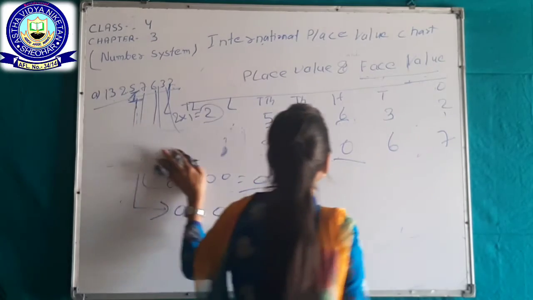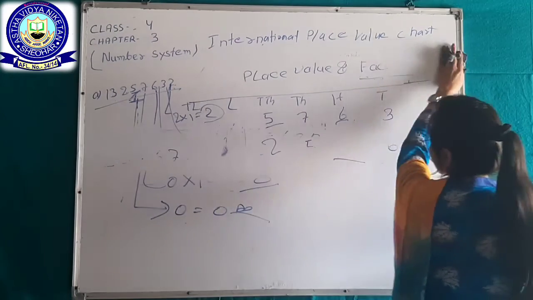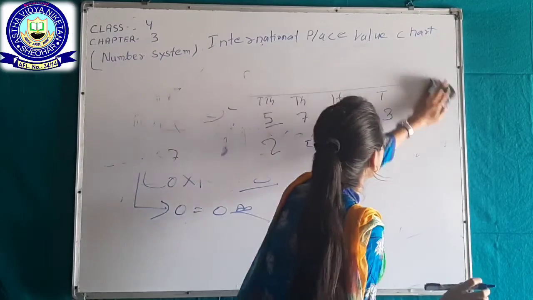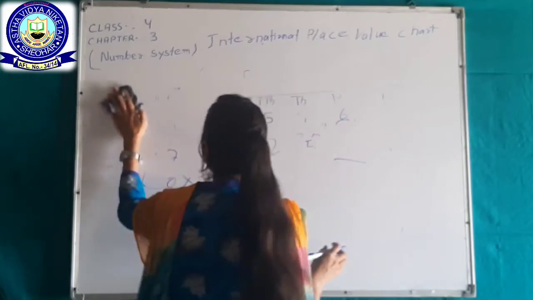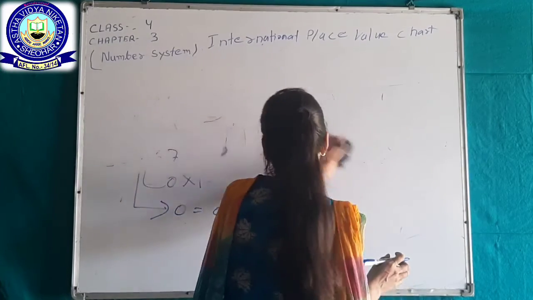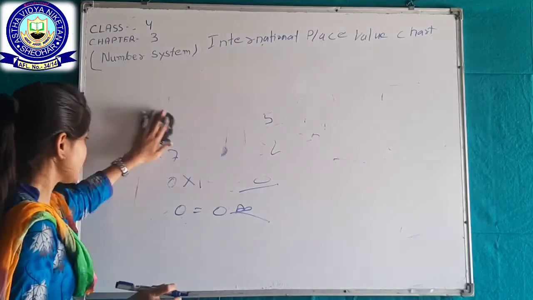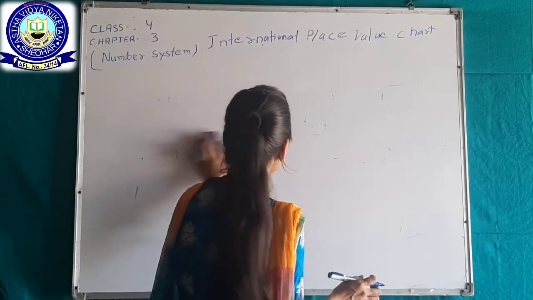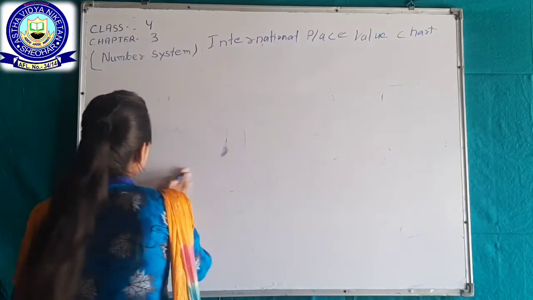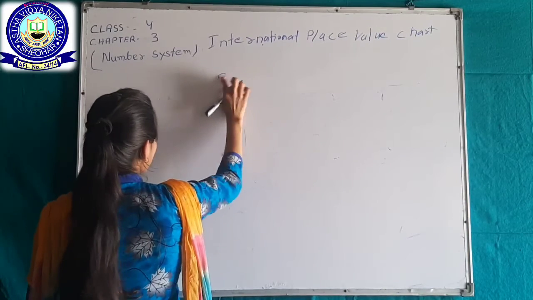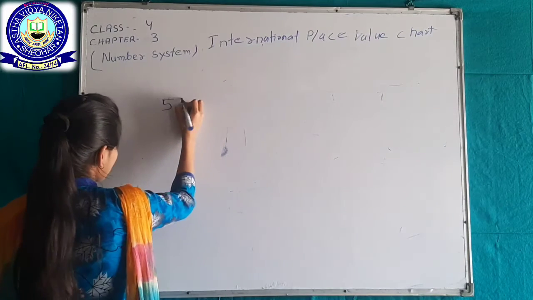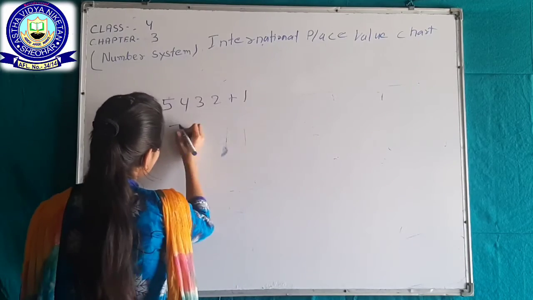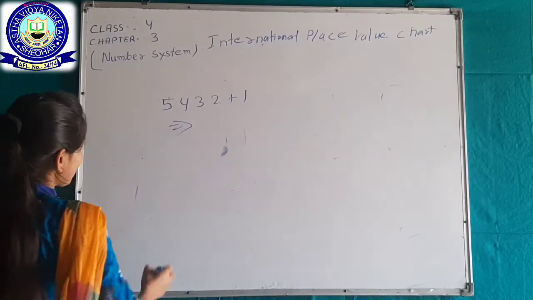This is our place value and face value. In your exercise, you have to read about the comparison of numbers, which is greater than and which is smaller than, and what is successor and what is predecessor. When you have to find out the successor of any number, you have to add 1 to it, then you find out the successor of that number.